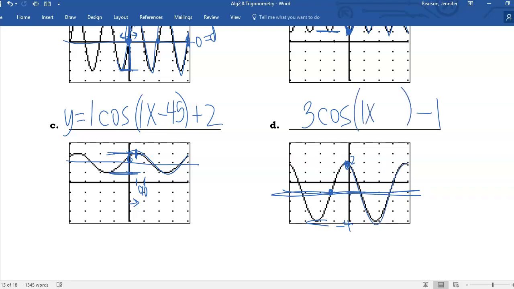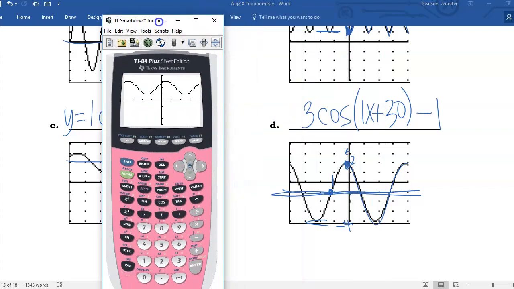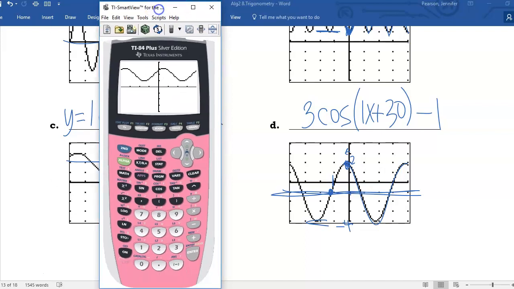And it looks like it slid a little bit to the left, so we're going to have a plus in there. I'm guessing 30, because it's like a third of the way to 90. Not quite half. Yeah, let's give that one a try. Three cosine x plus 30 minus 1.